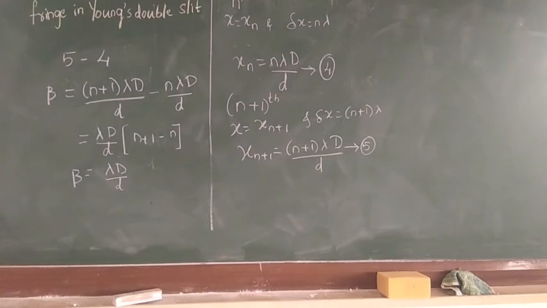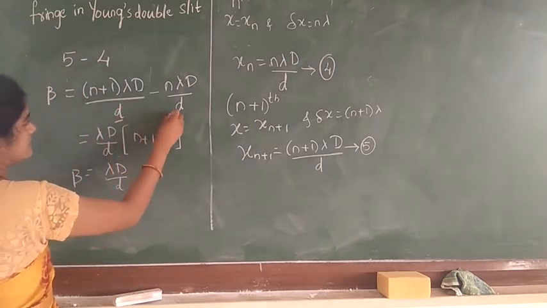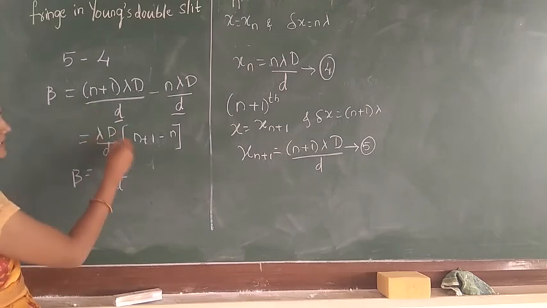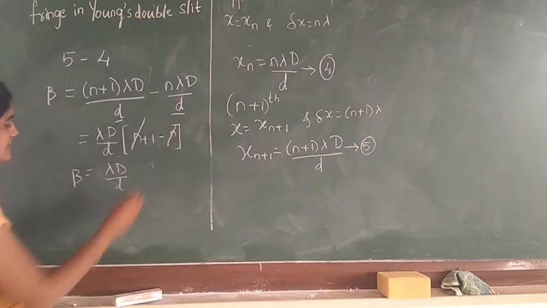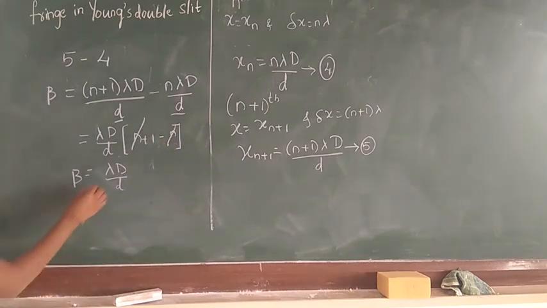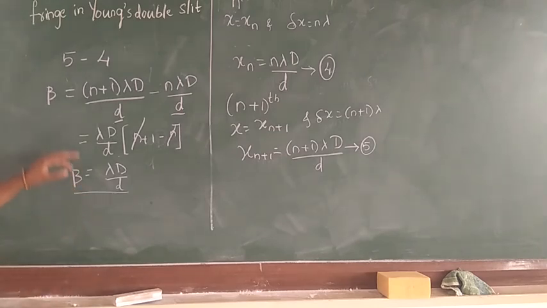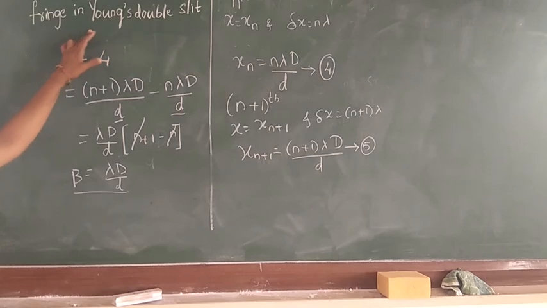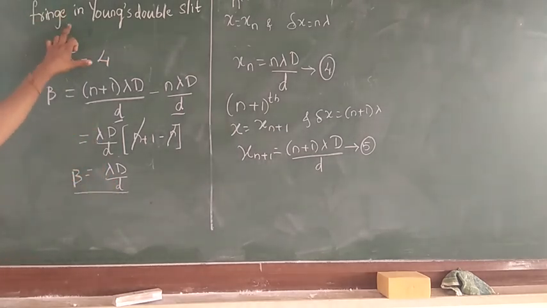Now lambda D by d is the common term on both sides. Take it outside, and in the bracket the remaining term we write n plus 1 minus n, and n gets cancelled. The remaining term: beta is equal to lambda D by d. Therefore, this is the expression for the interference fringe width in the Young double slit experiment. Beta is equal to lambda D by d.